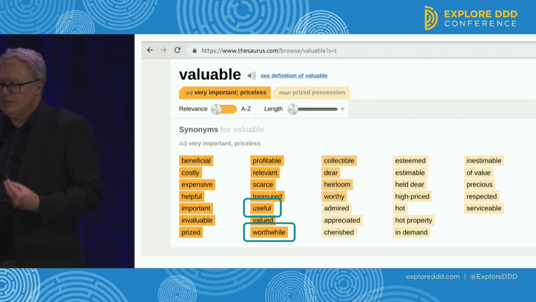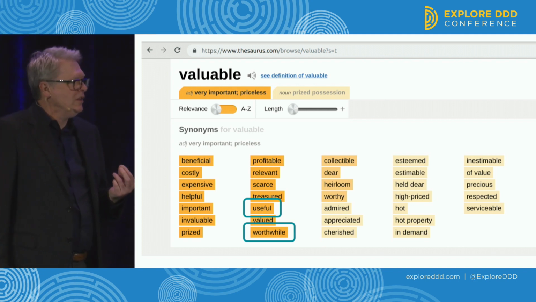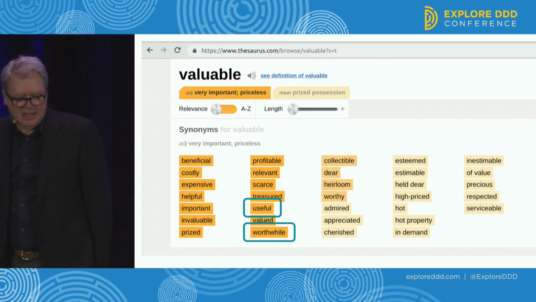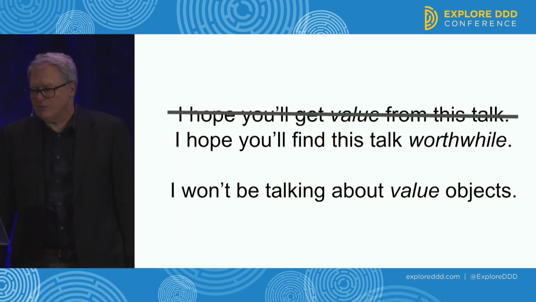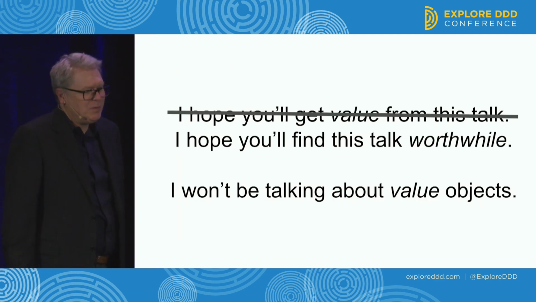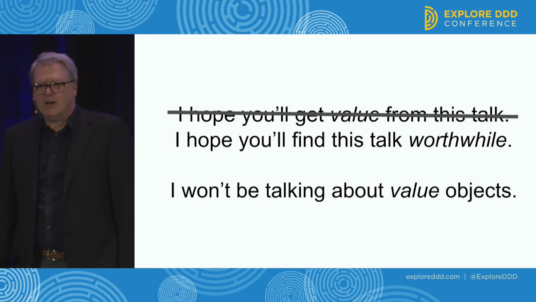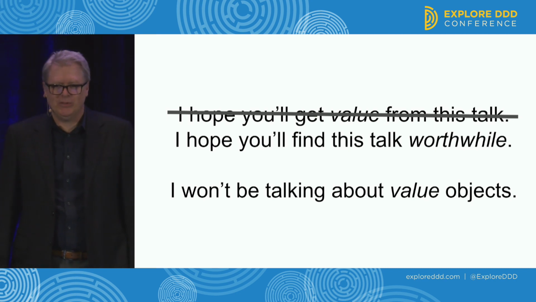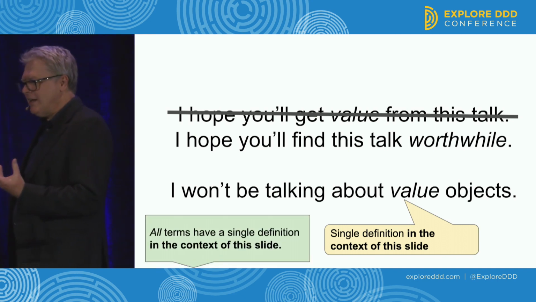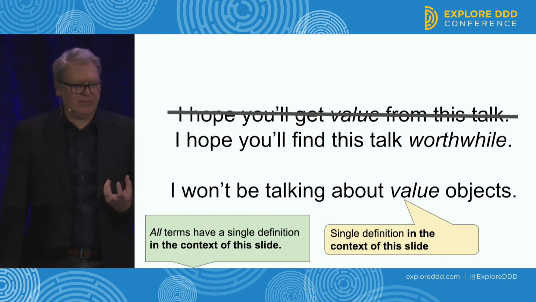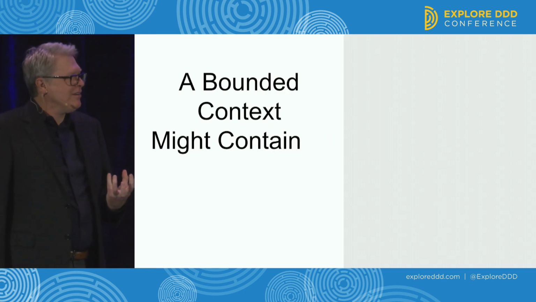I could try to eliminate that ambiguity. I could go and look for another word to use in that first statement. So I could use one of these words. I could say, I hope you'll find this talk worthwhile. I won't be talking about value objects. Now, all the words that are used twice have the same meaning both times. So, in the context of this slide, all terms have a single definition. And that is what we're looking for within a bounded context.